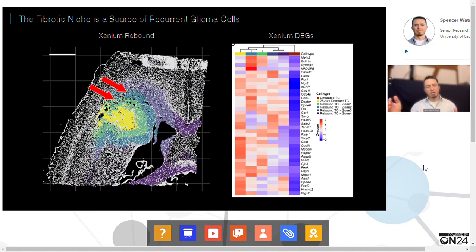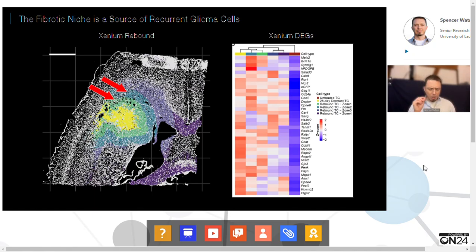And this similarity to the dormant cells became less and less as you move away from the fibrotic scar, which again paints the picture of the cells surviving in this fibrotic niche, escaping out into the environment, regaining proliferative capacity, and then further modifying as they grow back out into the brain parenchyma.